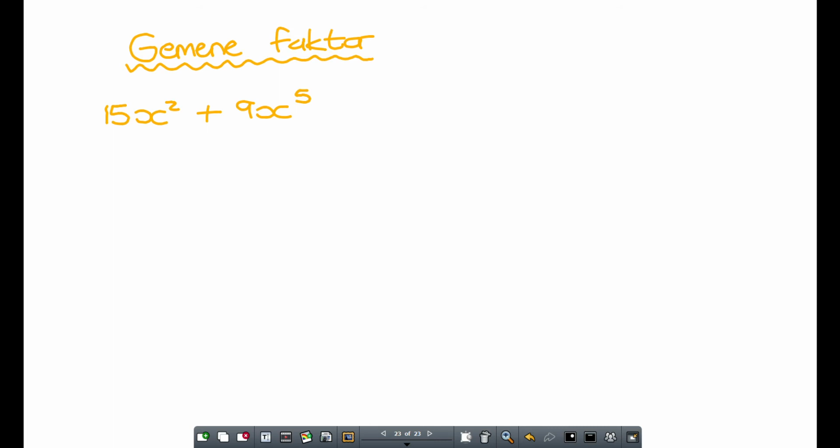So let's look at the numbers. 15 and 9. What can divide into both of those without having a remainder? That's right. 3 kan in albei in, né. So dadelik weet ek, 3 gaan definitief 'n gemeene faktor wees. Okay? Now we sorted out the numbers. Go check the unknowns as well. X kwadraat, x tot die mag 5. Kan ek daar iets uithaal wat vir altyd dieselfde is? X kwadraat. Okay. Nou, my gemeene faktor is dan 3x kwadraat.